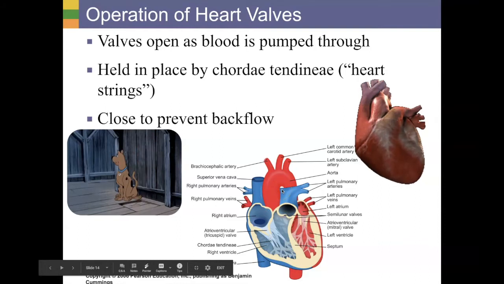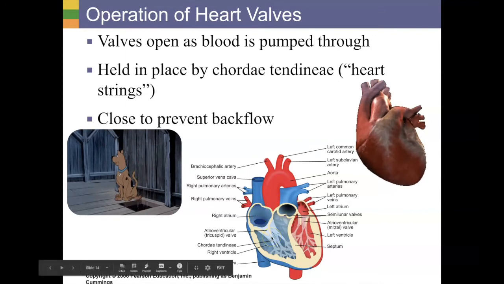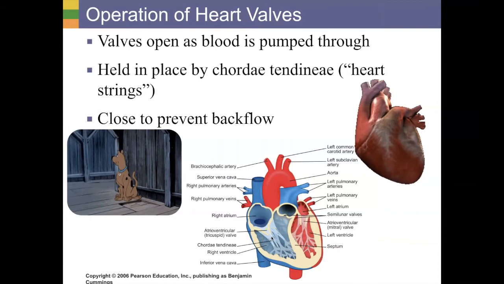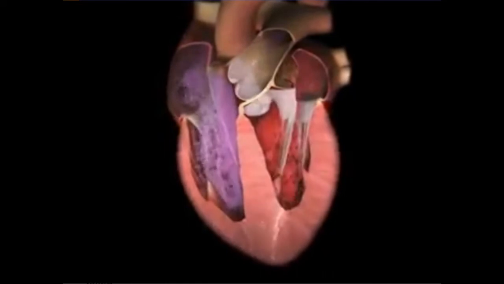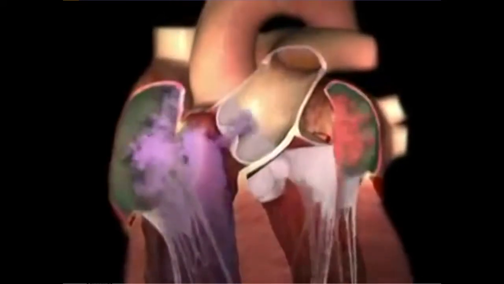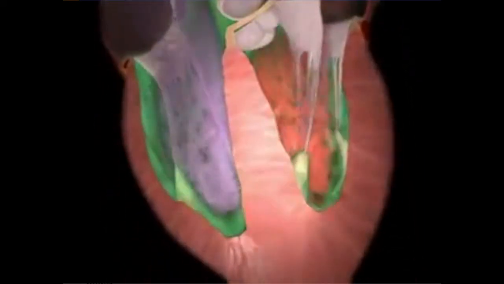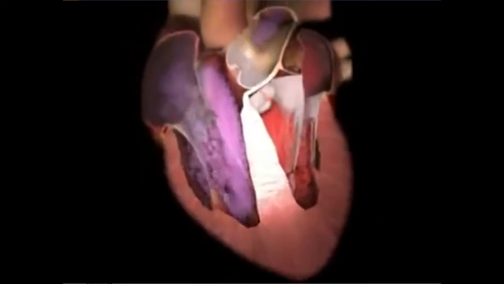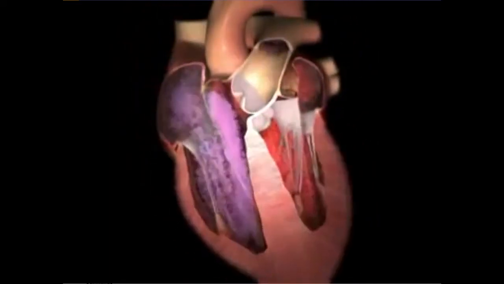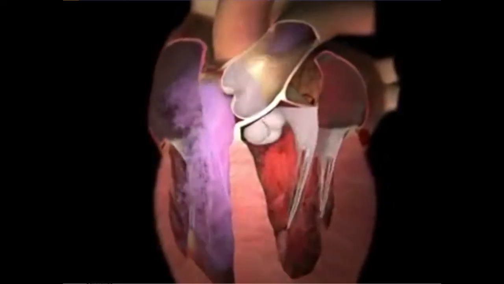And so when these valves close, that not only signals for the next process to begin, but it prevents backflow. In other words, our blood is only going to be flowing in one direction and one direction alone. The reason for this is simply because you don't want the blood to flow back in the wrong direction, because it would create lots of complications.